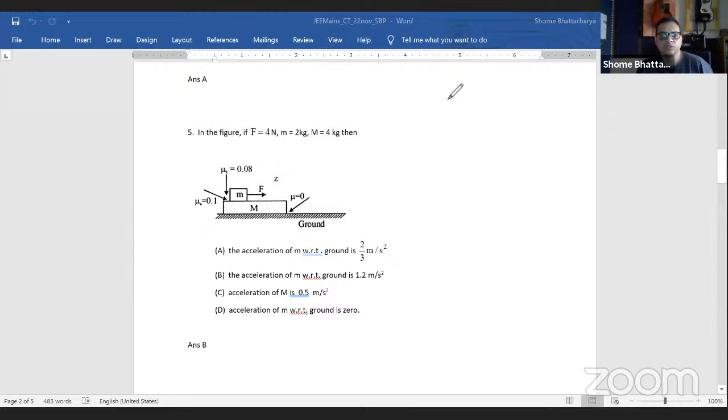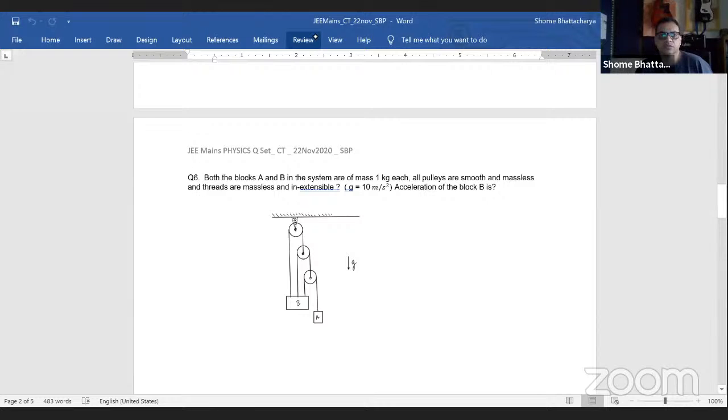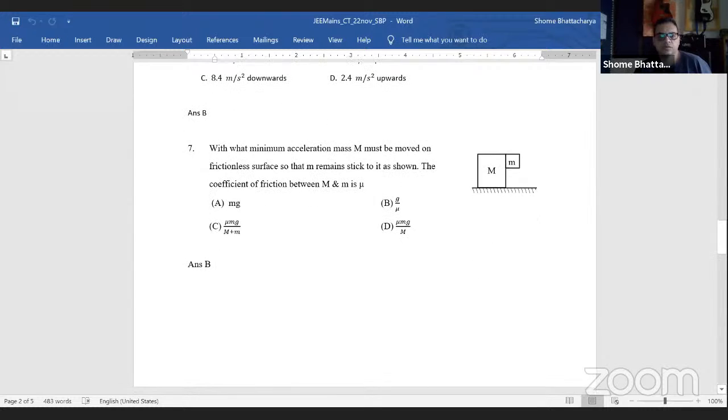Okay, anybody has a doubt in the fifth question? Okay, good. So fifth was pretty standard. Even sixth was pretty standard, I think. So anybody has a doubt in the sixth question? Okay, good. What about seventh one? Which one, Ranak? Seventh. Okay.